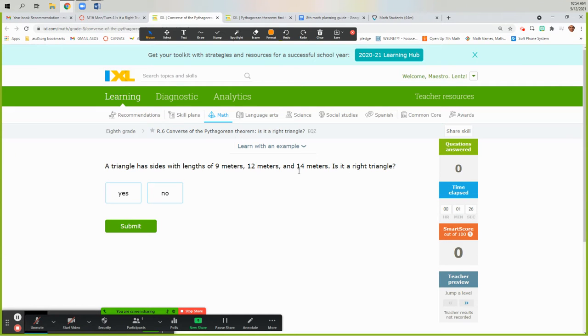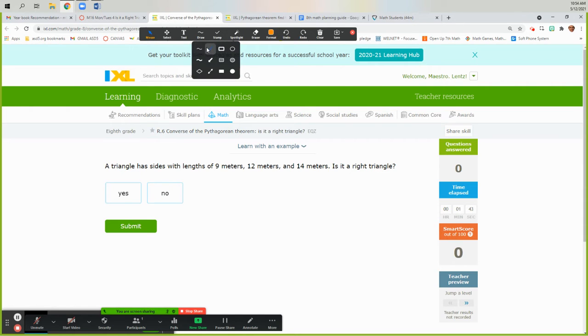Hey guys, on this one, it's going to give you measurements for a triangle. If you were me, you would draw the triangle and then see if it comes out with the right numbers based on the Pythagorean theorem. If it doesn't come out the same, then your answer would be no, it's not a right triangle. If it does, then the answer is yes.